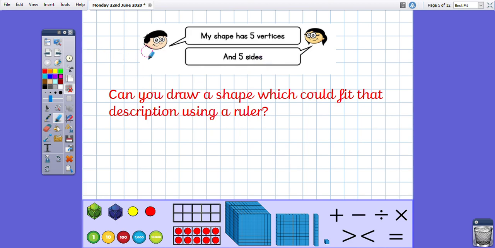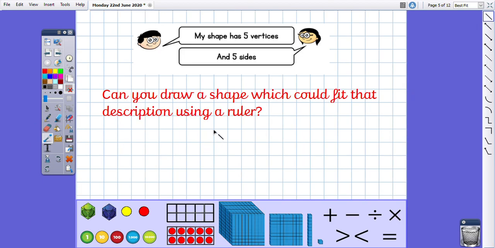The boy is now saying, my shape has 5 vertices. And the girl says, but it also has 5 sides. So what I want you to do is draw a shape which could fit that description using a ruler, and then you can add it onto the photographs that you send me and Miss Smith and just put Miss French's challenge at the top. Okay, and I will show you one way in which you can do it.